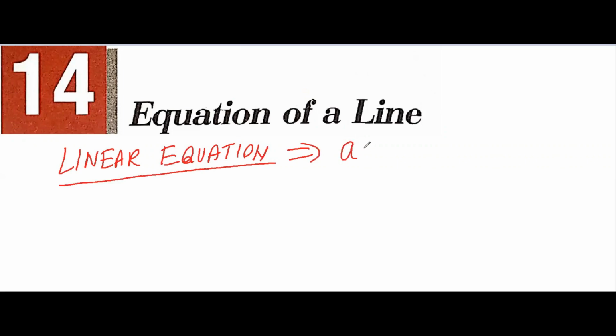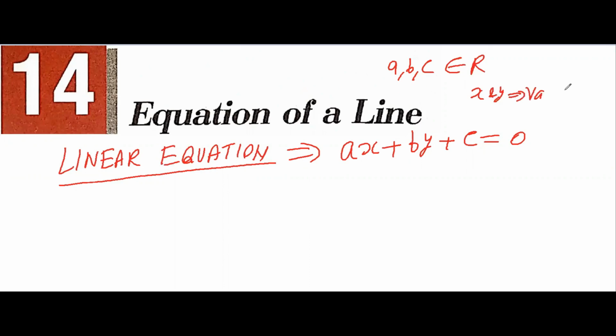So you can have the standard form as ax plus by plus c is equal to 0. This is the standard form of a linear equation in two variables, where a, b and c belong to the real numbers. And this x and y are called variables, right?